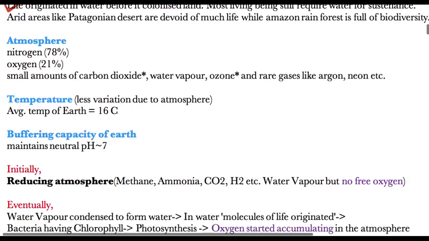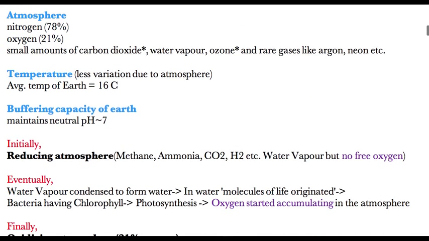Then we have the atmosphere. The atmosphere contains 78% nitrogen and 21% oxygen. A small amount of carbon dioxide, water vapor, ozone and rare gases like neon and argon are also there. Carbon dioxide helps to keep the environment somewhat warmer because of the effect called the greenhouse effect. Water vapor is also important for the water cycle, and ozone is important because it protects us from UV radiations.